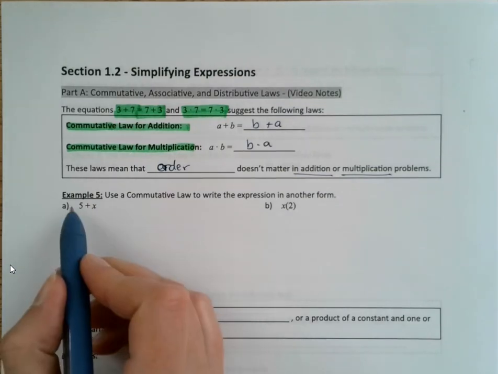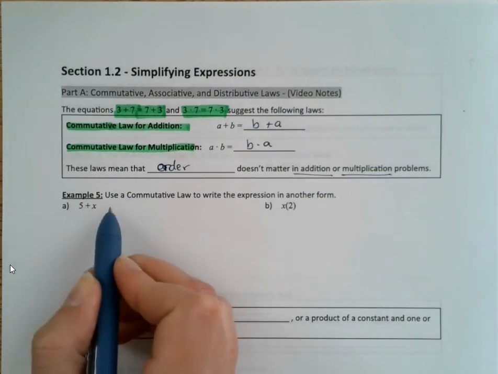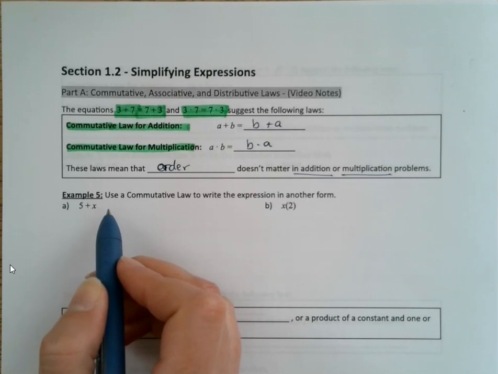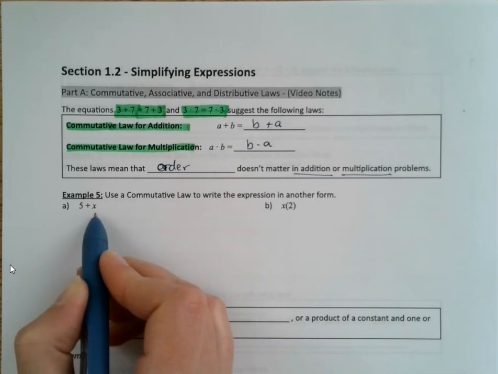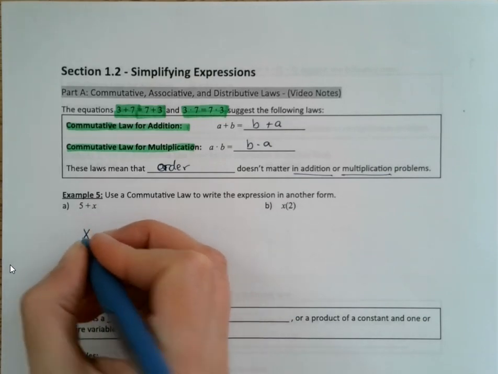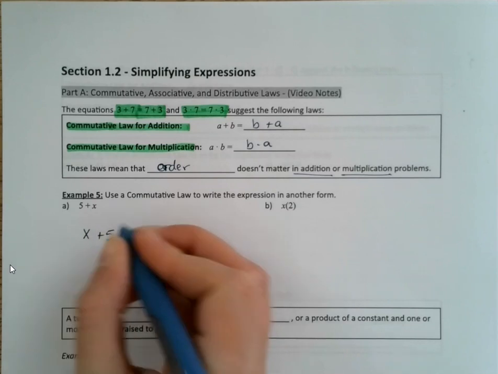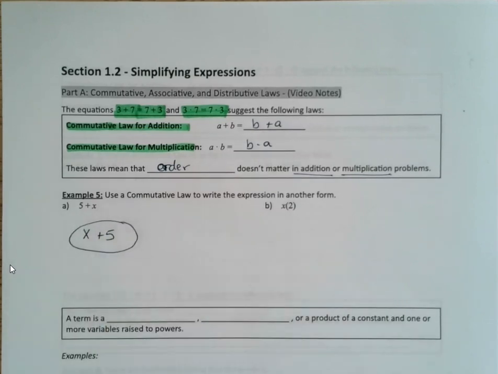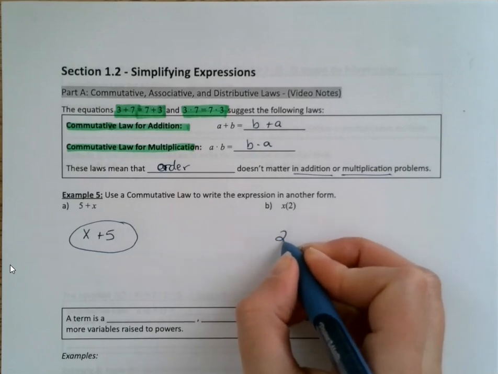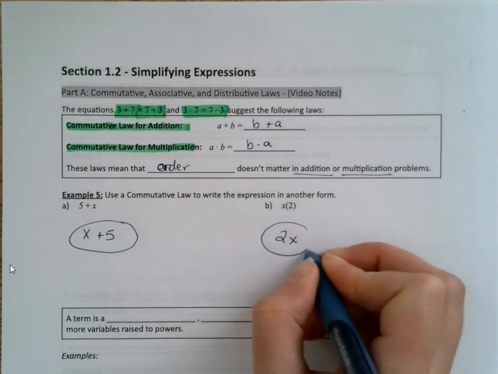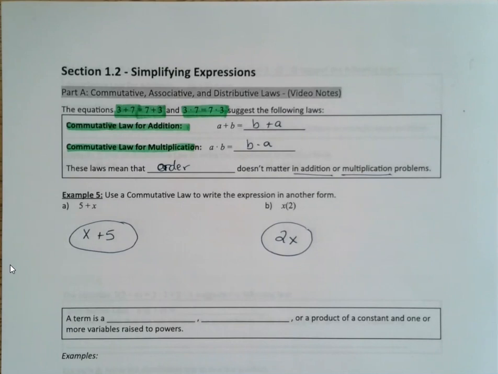So we can use the commutative law to rearrange expressions to get them in what we are going to consider the standard form. So in this first one, if I have 5 plus x, I could rewrite that as x plus 5, just switching the order. And in part B, if I have x times 2, I can rewrite that as 2 times x. Order doesn't matter in addition, and order doesn't matter in multiplication based on the commutative law.